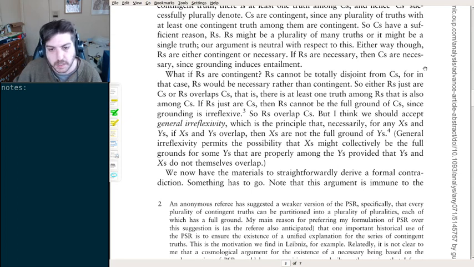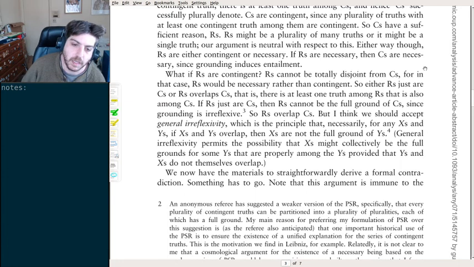If R's are just C's, then R's cannot be the full ground of C's, since grounding is irreflexive. Yeah, you can't have circular ground, you can't have something self-grounding itself, or maybe you can, but not for the principle of sufficient reason. So R's overlap C's, meaning there are some that are not C's, but some are.